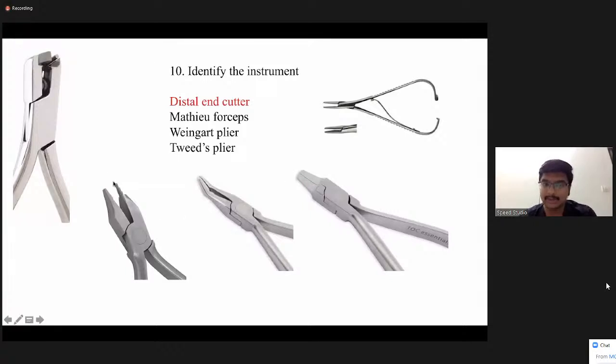This will be very similar to another instrument that you will always be using as an undergraduate. Do not confuse it with that instrument, which is a universal appliance. This is nothing but a Tweed's loop forming plier. Both this instrument and this instrument are Tweed's pliers.